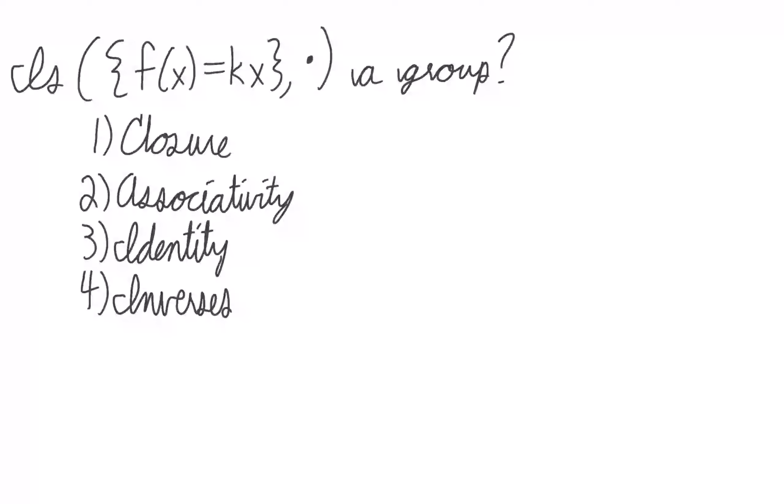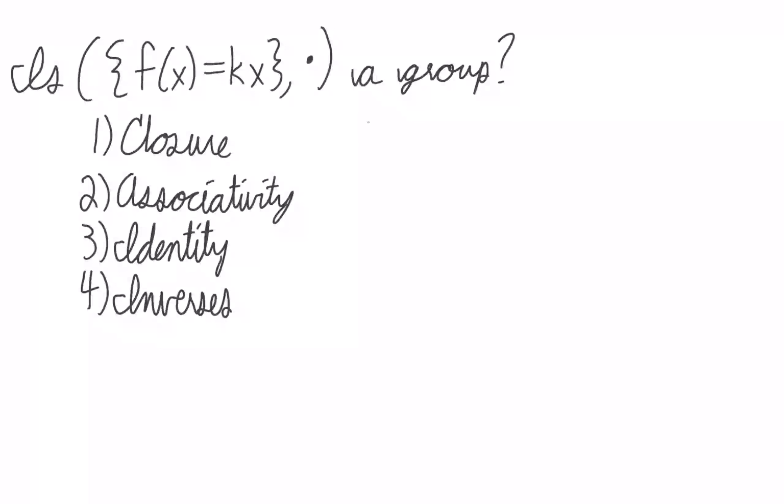So what we're going to do here is investigate whether this is a group. In other words, whether this set of direct proportions is a group under multiplication. So we'll have the same four properties that we need to check, and we need all of those properties to work for this to be a group.